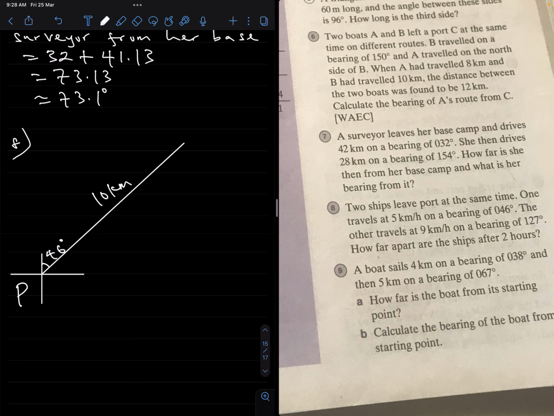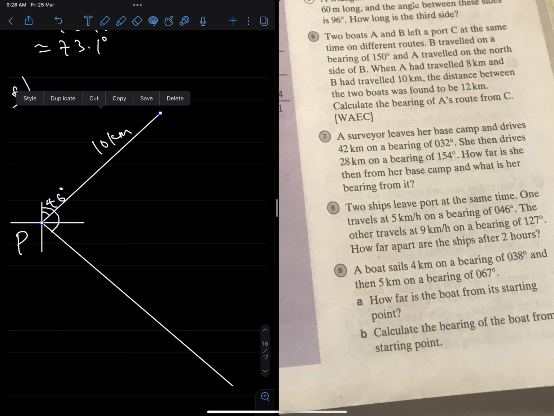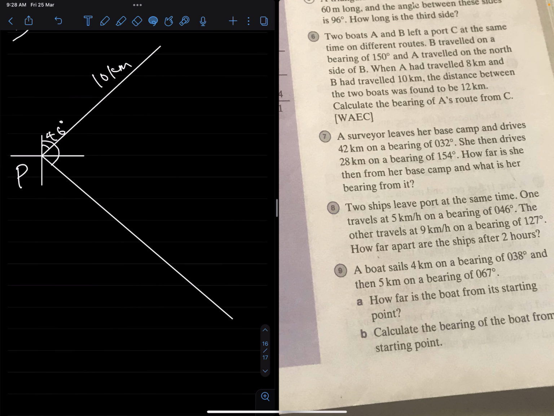Now, the other travels 9 kilometers per hour on the bearing of 127 degrees. The other ship, starting from the same port P, travels on a bearing of 127 degrees. So that one will be somewhere around there. This is 127, and 9 kilometers per hour will mean in 2 hours, 18 kilometers. I want to reduce the length of this one, so let me make this 10 and this 18.